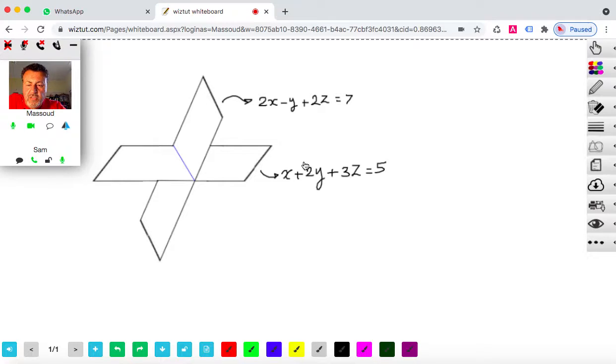So the question is that we have two planes. That's the plane with the equation x plus 2y plus 3z equals 5, and the other plane, which is 2x minus y plus 2z equals 7. And we want to find the equation of this blue line.